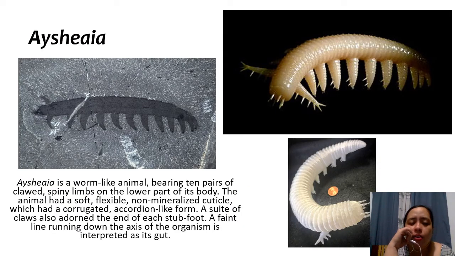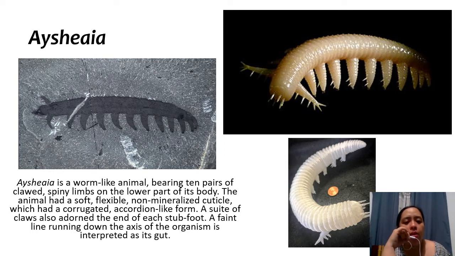Okay. Another one from the Burgess Shale is Aysheaia. Aysheaia is a worm-like animal bearing 10 pairs of clawed spinal limbs on the lower part of its body. So, it is like Hallucigenia, except Hallucigenia has both dorsal and ventral sides. This one has only the ventral side. So, it looks like a bigger version of a centipede or a bigger version of a millipede.